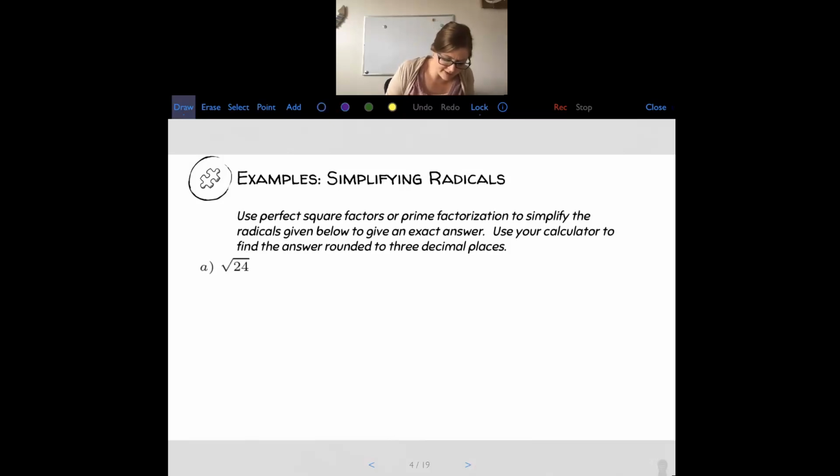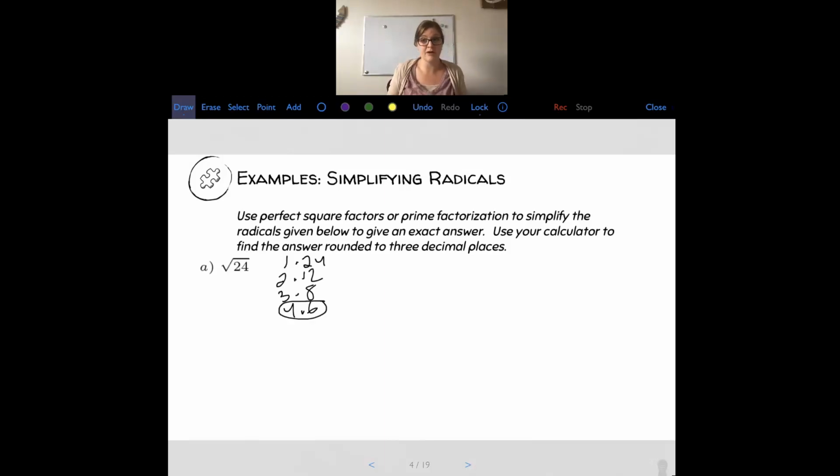I'm going to write out the factors of 24. I always start with 1. That's just the way my brain organizes it. 2 times 12, 3 times 8, 4 times 6. And I'm going to look at this list of factors to see which one or ones has a perfect square. And that would be 4 times 6.